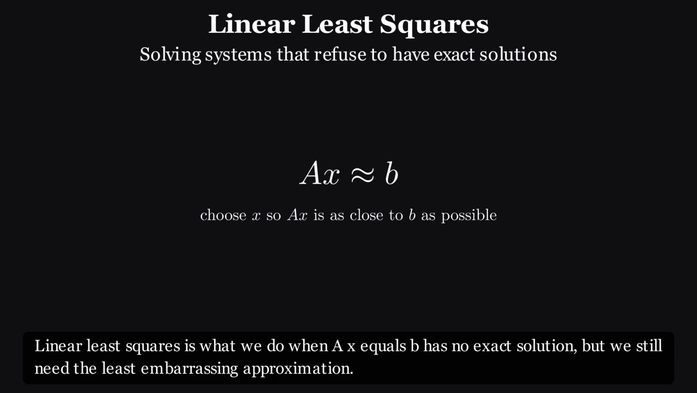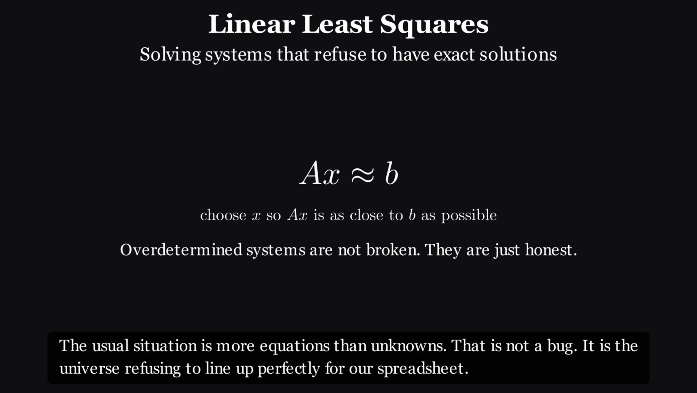Linear least squares is what we do when matrix A times x equals B has no exact solution. But we still need the least embarrassing approximation. The usual situation is more equations than unknowns. That is not a bug. It is the universe refusing to line up perfectly for our spreadsheet.